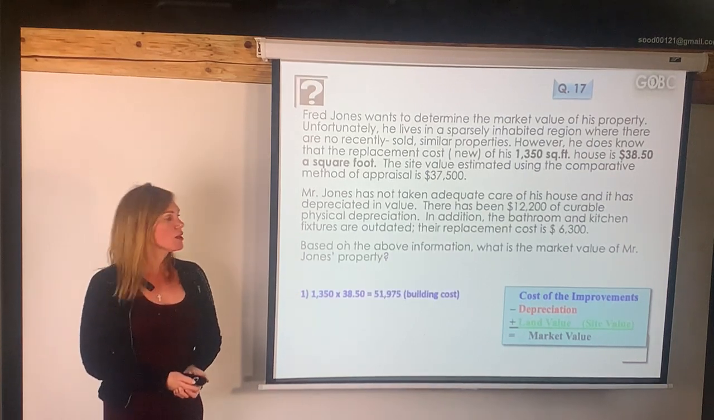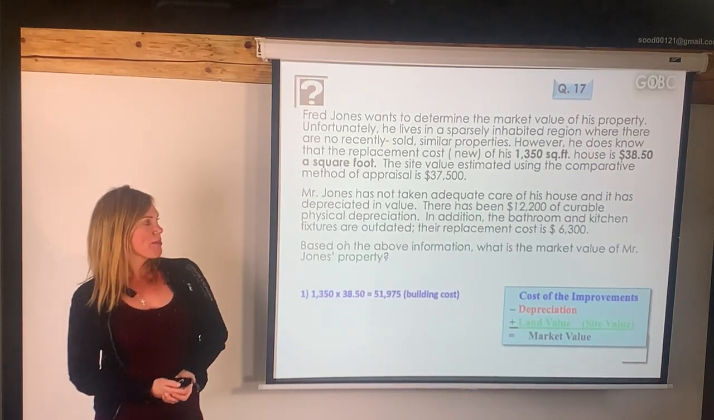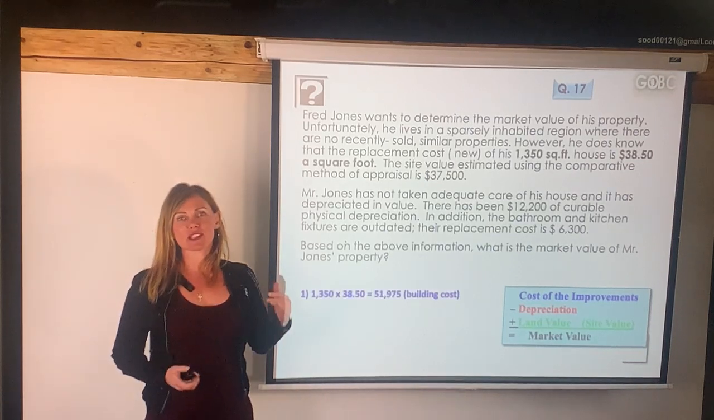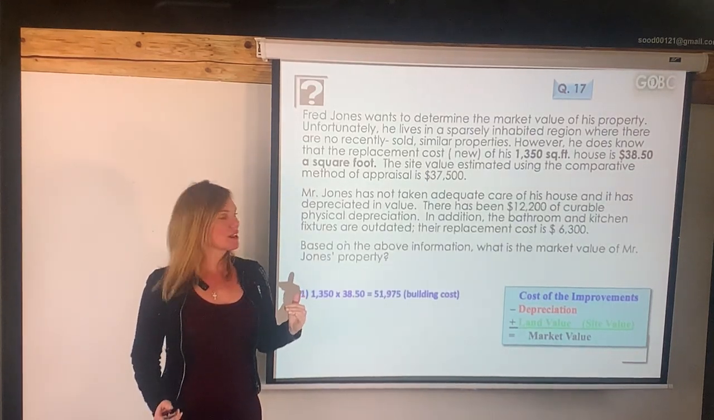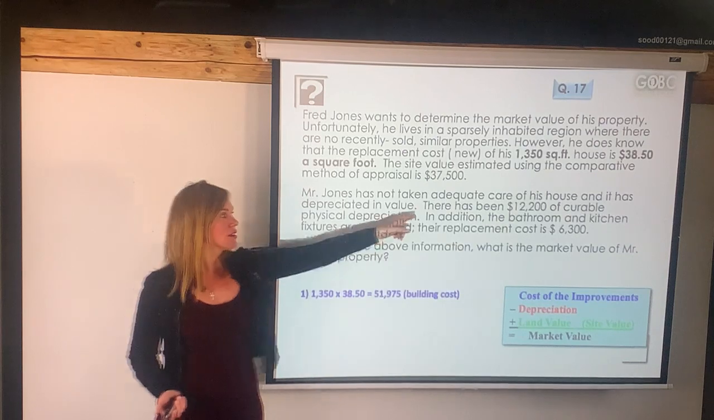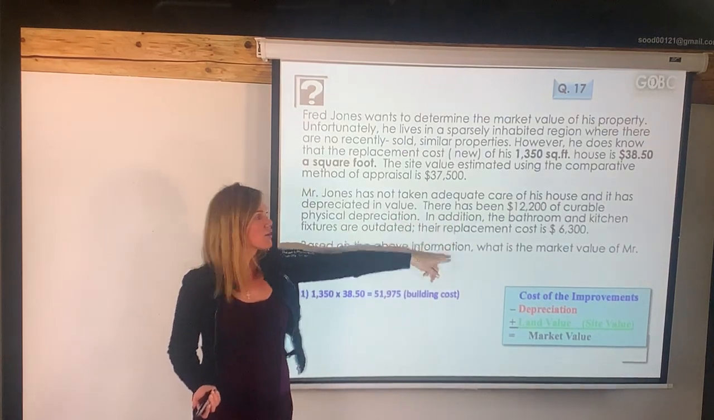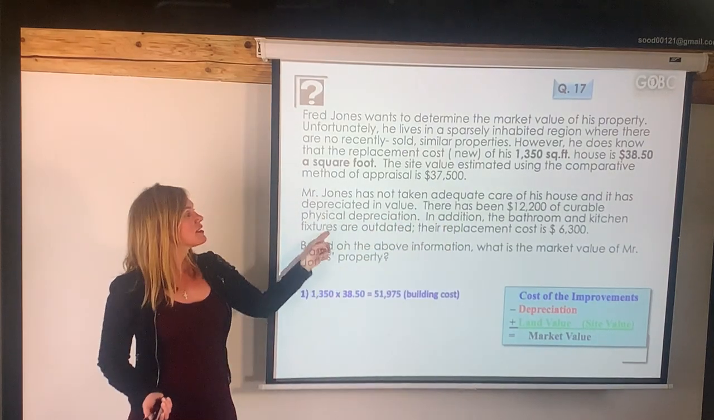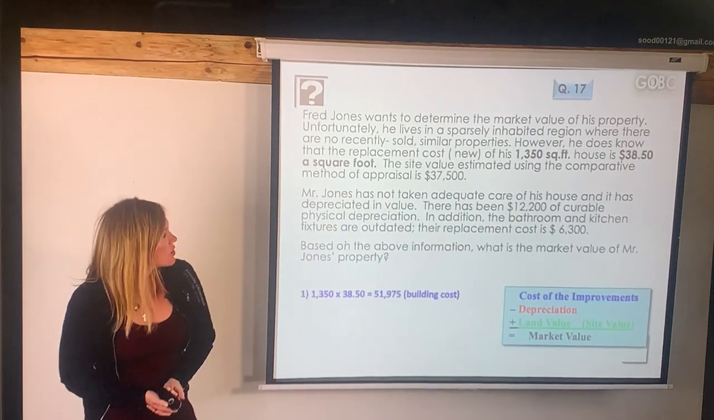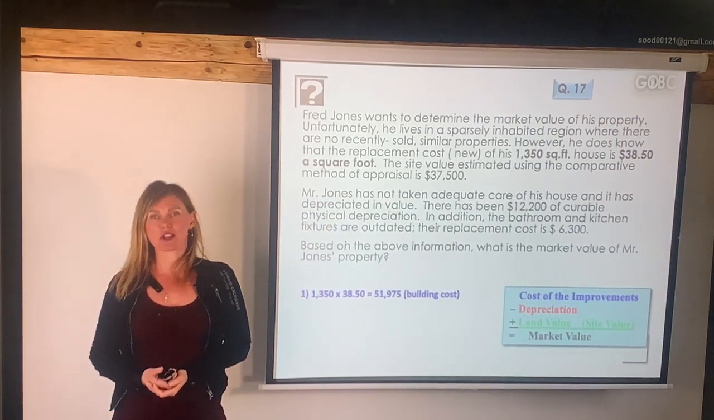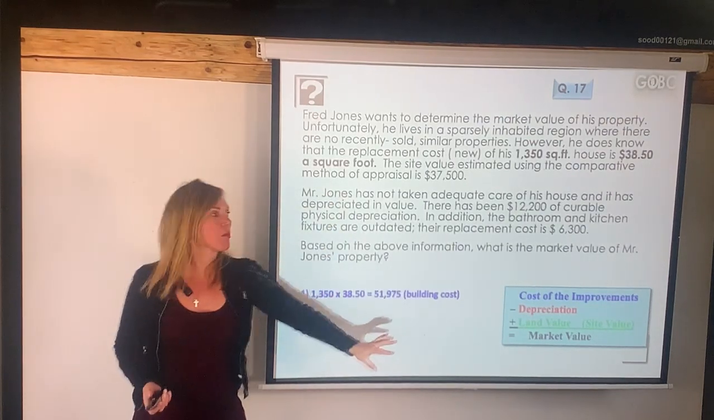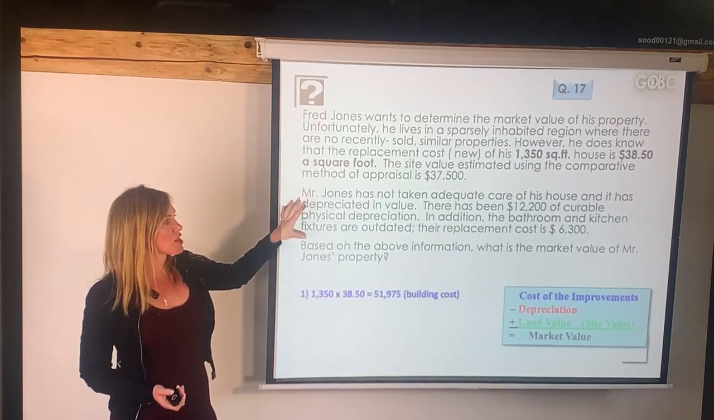Next, do you have a depreciation in this question? Usually depreciation will be given to you on the exam as a percentage, like a previous question. That was easy. But in this question, they give it to you as, it's been depreciated by 12,200 and by $6,300. It doesn't matter what type they're telling you. It doesn't matter if it's physical, curable. It doesn't matter. Minus them all.